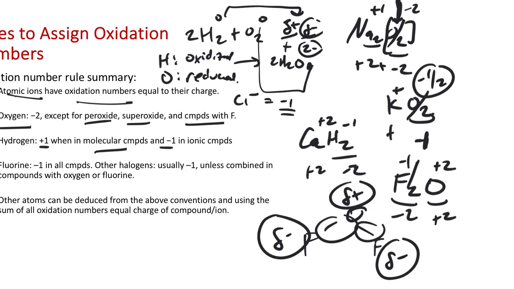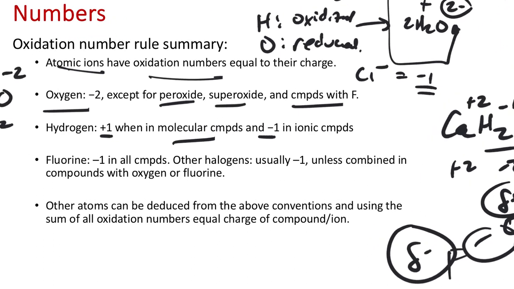If you knew the negative charge on F, the charge on O would be two times that because there are two F's pulling that charge off of the O. It's just helping us pick out where the charge is lying on these atoms and molecules. The more positive charge on O in F2O, the more negative charge on the F. So oxygen's usually -2, with exceptions: peroxides, superoxides, and F. Hydrogen is +1 in molecular compounds, -1 in ionic. Fluorine's -1 in all compounds. Other halogens are usually -1 unless they're paired up with oxygen or fluorine.